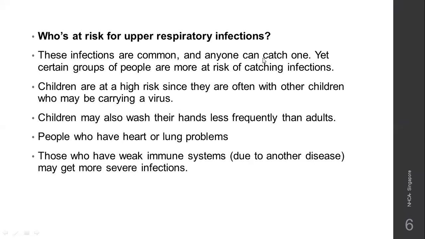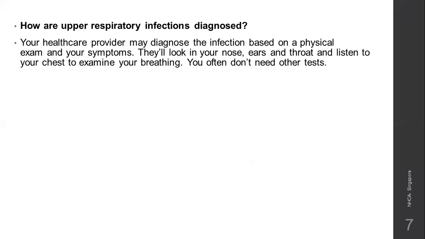Children also don't wash their hands. They don't have the awareness to always wash their hands when they come back home, or before eating. Until and unless an adult scolds them or reminds them, they will not do this. So that is one of the reasons why children are at higher risk. People who have heart or lung problems, or generally people who have a weak immune system because of another disease, they are suffering from some other infection, so immunity is compromised, and in that compromised situation, they may acquire new infection as well. So these are the people who are at risk of upper respiratory tract infections.